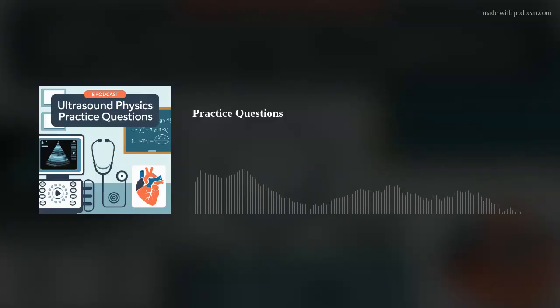Now this one takes us back to the basics of wave motion. It asks about the direction of particle movement in a transverse wave. Can you remind me what a transverse wave is and how it's different from a longitudinal wave?